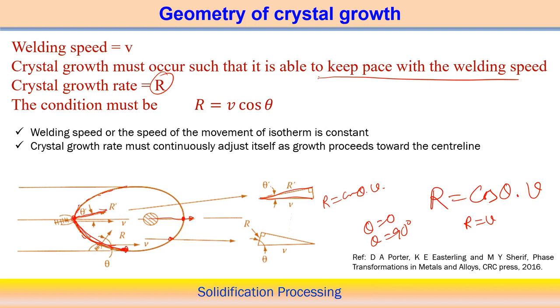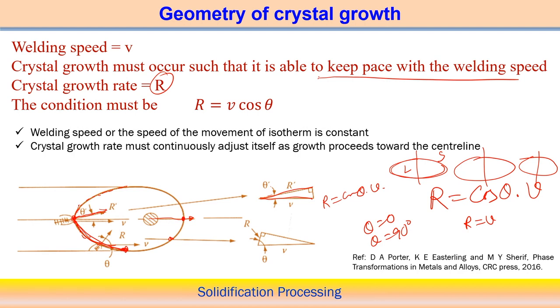Therefore, we can easily observe a continuous change of the growth rate at different positions. Here we see the welding speed, or the speed of movement of the isotherm, is constant, because at steady state the isotherm at different positions will be the same, meaning the weld pool size will be the same. The melting isotherm is the solid-liquid interface, with liquid on one side and solid on the other. That interface shape and size will be the same at quasi-steady state.